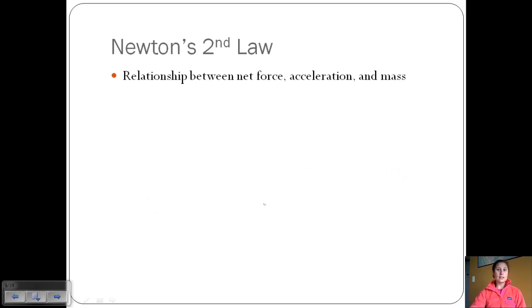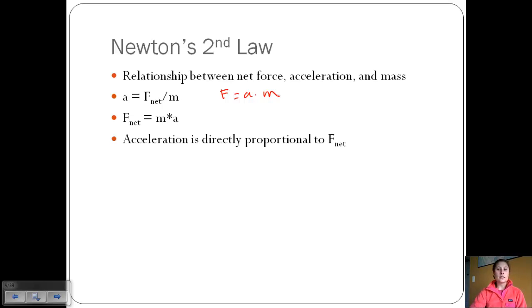Okay, so this brings us to Newton's second law, which is the relationship between net force, acceleration, and mass. Okay, so it says that acceleration is equal to the net force divided by mass. This is the same relationship as what we were just talking about, just rearranged differently. So we can also say that force net is mass times acceleration. So like we've talked about, this means that acceleration is directly proportional to force, meaning if you increase force, you will increase your acceleration. And that acceleration is inversely proportional to mass. So if you increase your mass, you will decrease your acceleration.